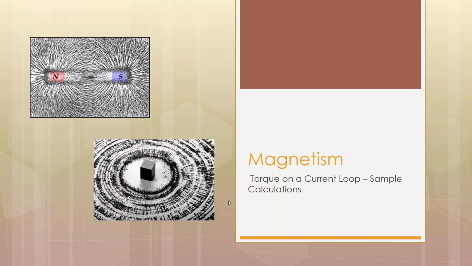We're going to look at two examples of doing calculations with torque on a current loop. Sorry, no examples with charge to mass ratio. The homework problems you have with that are pretty simple and straightforward.